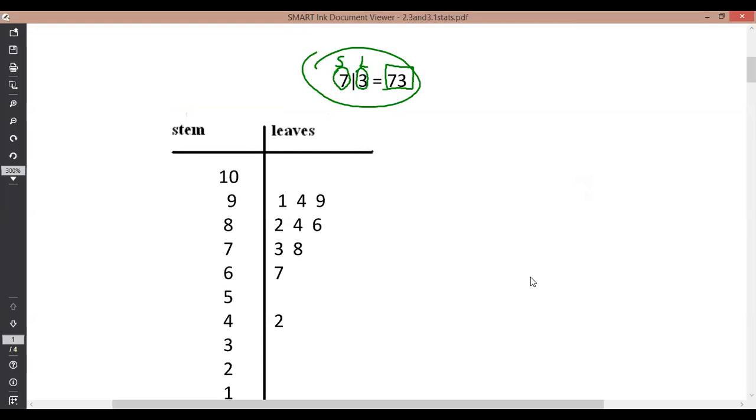Now check this out. I went all the way up to 10 for my stems because there are people that could make a 100, right? And so if there was a person that made a 100, you would put a 10 under the stems and a 0 here for the leaf. But we did not have any, but I wanted you to see that. So then we go to our data and zoom out for this.